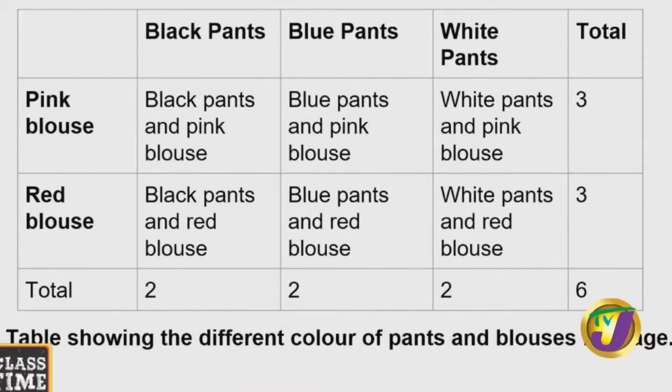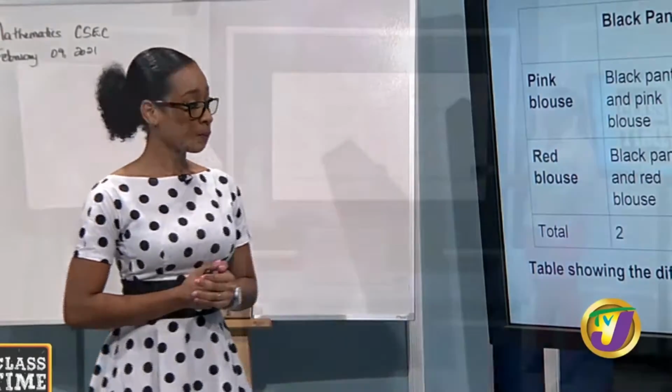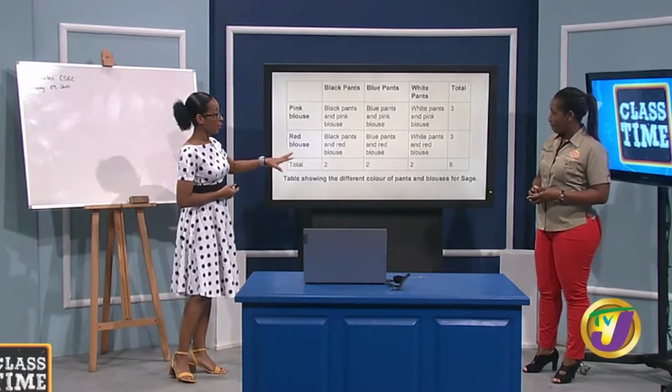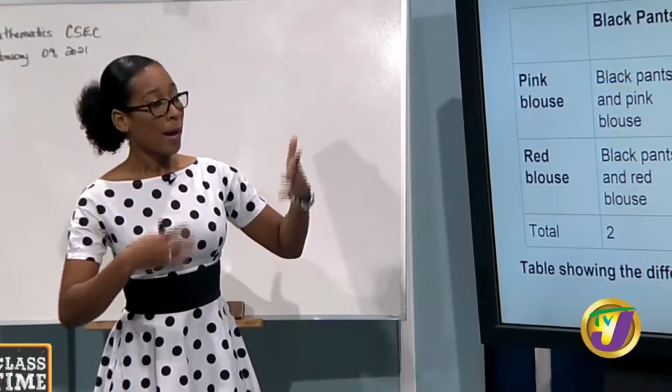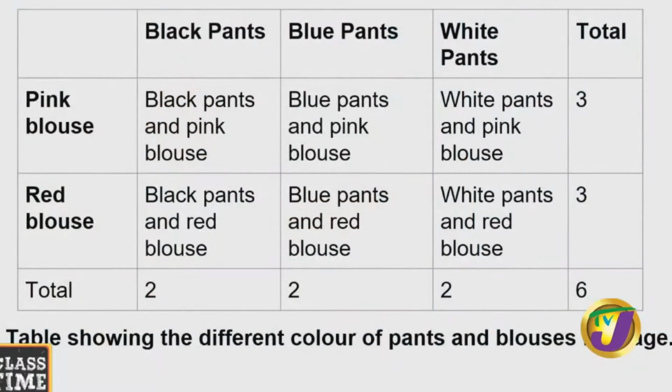So tell me if you learned. We are just recapping on our table here. We would have represented our black pants, blue pants, white pants, as well as our pink and red blouse, the combination of any of the pants with any of the 2 blouses. So this was just our table to show us and for us to be able to readily see the probability of wearing a black pants and a red blouse. We're looking at independent events. So we would have arrived at 1/6.